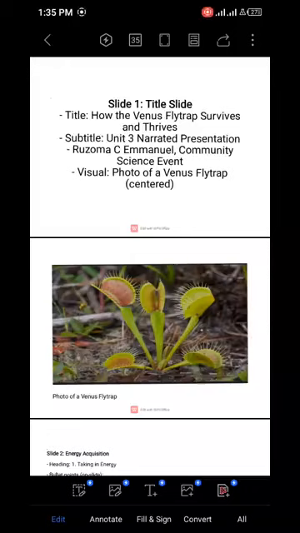From the assignment, I am able to choose the Venus flytrap. I'll be discussing how it survives and thrives. My name is Ruzoma Emmanuel.